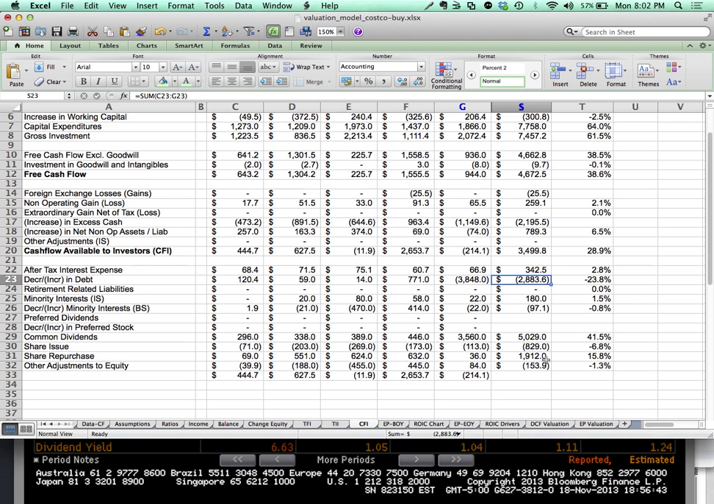What did they do with it? They paid out $5 billion in dividends and almost $1.9 billion of stock repurchase. Most of that dividend payment came last year as a special dividend of $3.5 billion, which was primarily funded by the debt, because most of that debt was increased last year to pay out that big dividend.